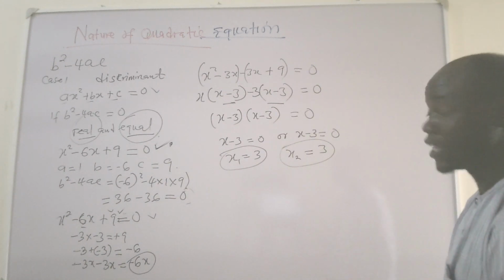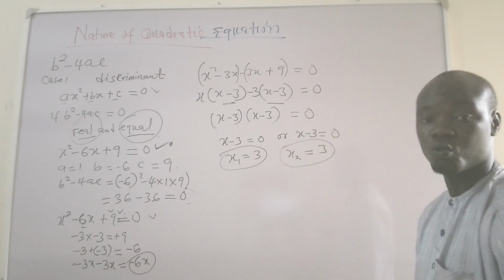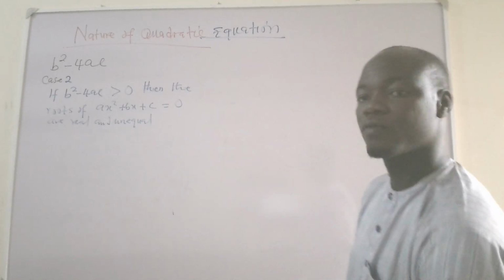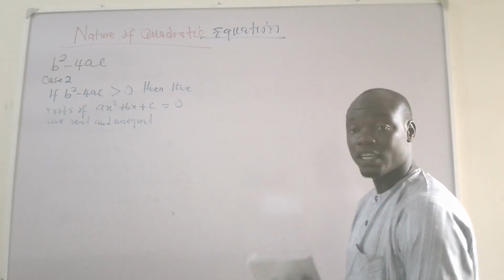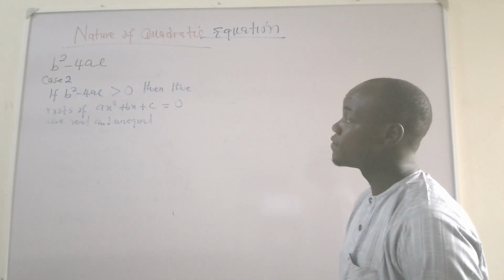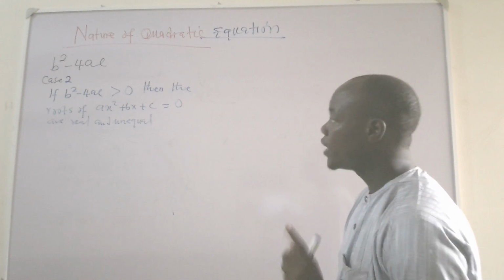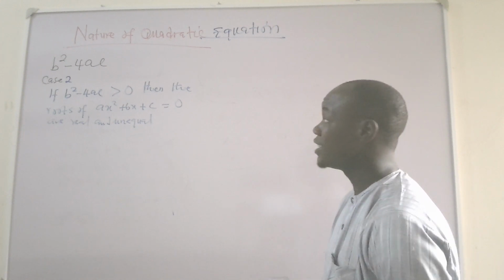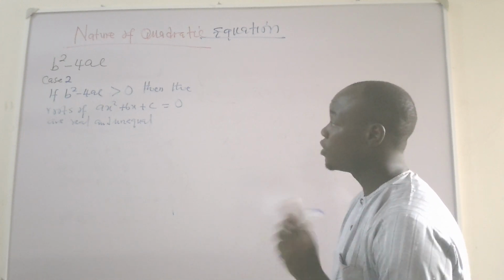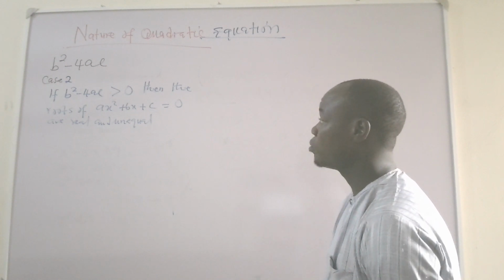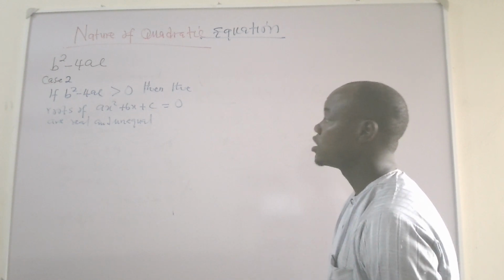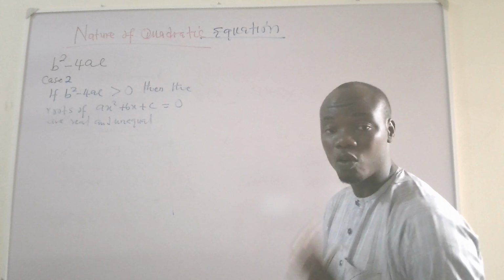So this is for case 1. Now we are going to look at case 2. So if b squared minus 4ac, which is the discriminant, is greater than 0, then the roots of ax squared plus bx plus c equals 0 are real and unequal.